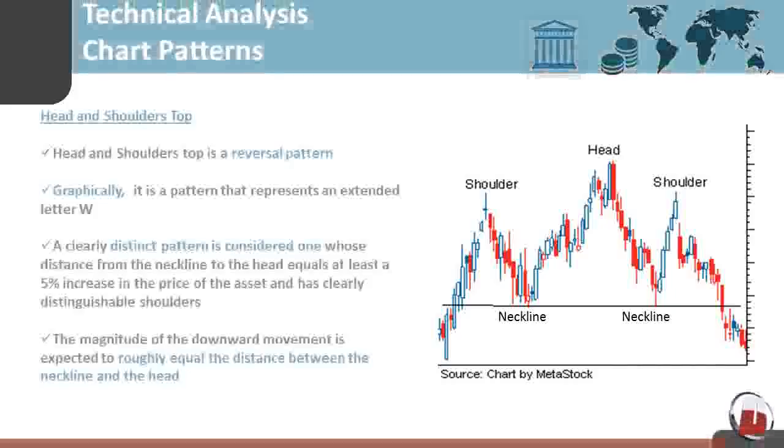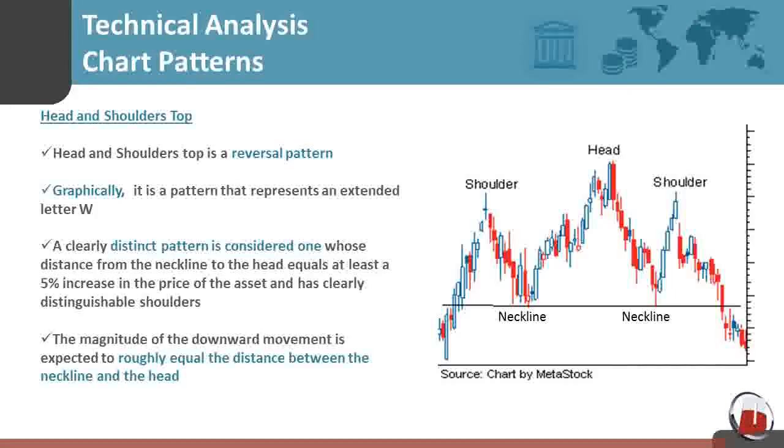Head and shoulders top. Head and shoulders top is a reversal pattern. Graphically, it's a pattern that represents an extended letter W. A clearly distinct pattern is considered one whose distance from the neckline to the head equals at least a 5% increase in the price of the asset and has clearly distinguishable shoulders. The magnitude of the downward movement is expected to roughly equal the distance between the neckline and the head.